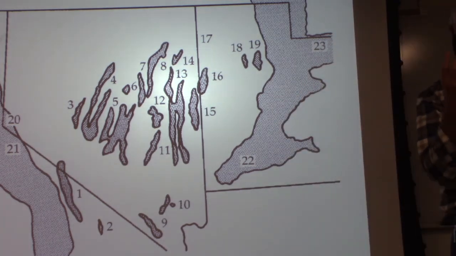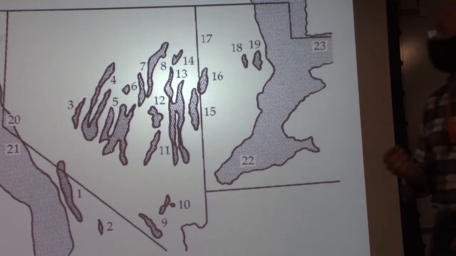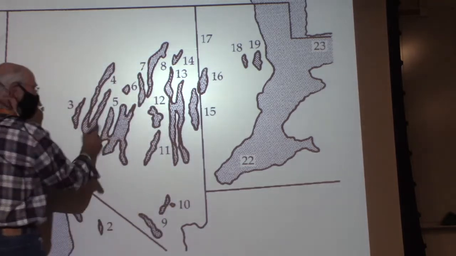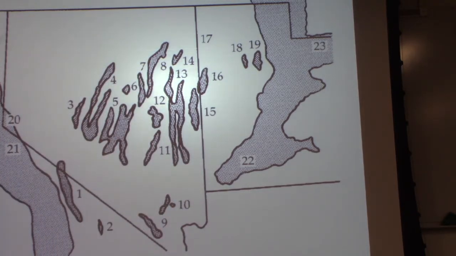So the species that are obligate for species are trapped on those islands. Now if you're a bird, you can fly from one to the next. But if you're a mammal, or a lizard, or a snake, or a frog, you can't. You're stuck there.